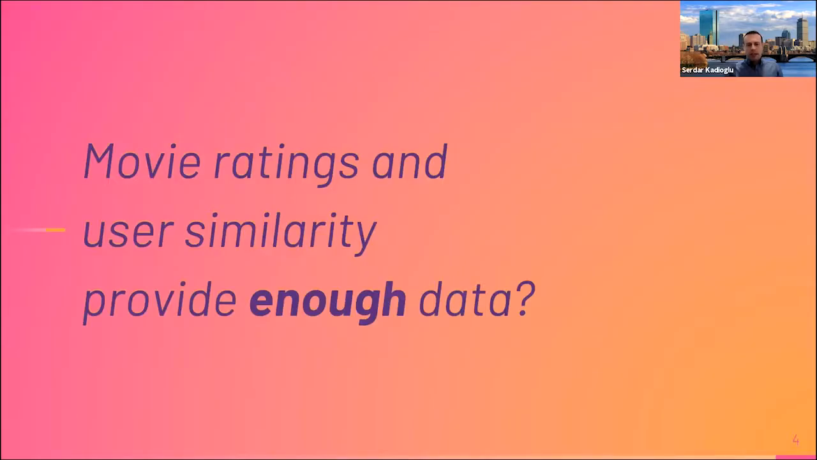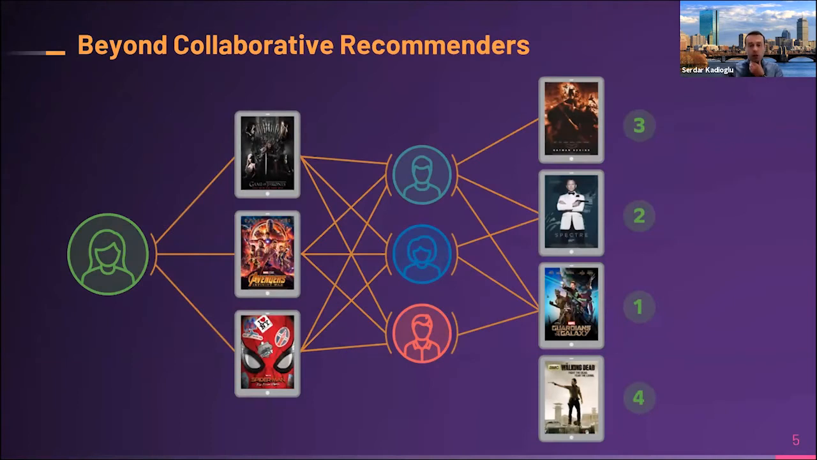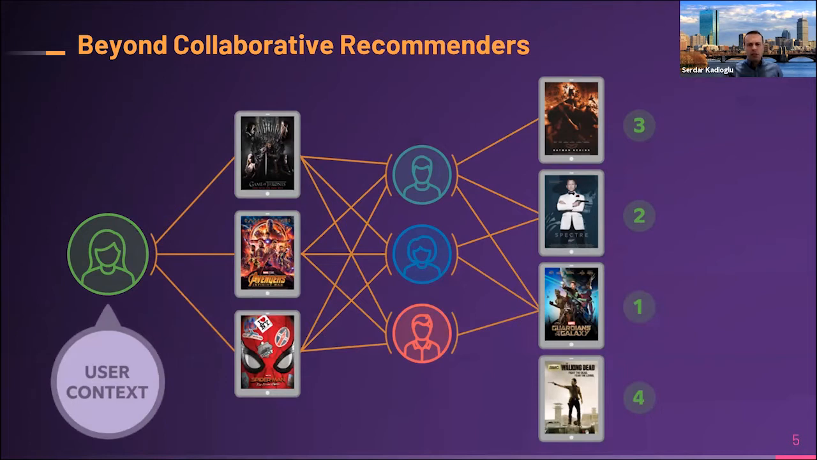A natural next question that people ask is: this is all nice and fine, but we didn't use any information other than the movie ratings. So the question is, does just looking at the ratings and user similarity provide us enough data to build performant recommender systems? And the answer to that question is no. If you think about it, we know a lot about Jennifer. We have a lot of information, and that's called the user context. Analogously, we know a lot about these movies as well, which is known as the content features.